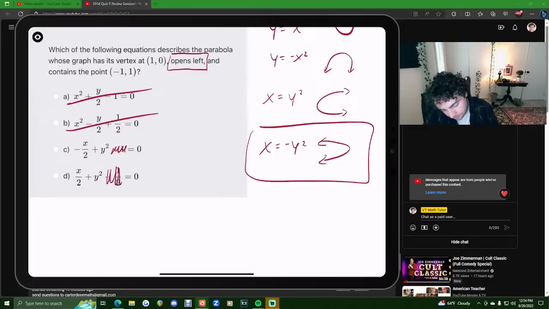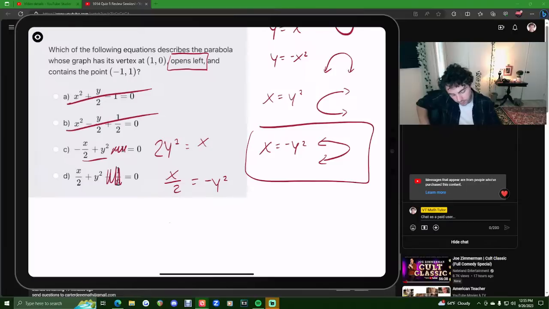So in this case, for equation C, if I added x over 2 to the other side, hopefully you can see right away that we have x equals a positive y squared instead of x equaling a negative y squared. Even if we multiplied by the 2 and got an x by itself, it's still just a positive y squared term. But for D, if we subtract the y squared, we have x over 2 equals negative y squared. Even if we multiply the 2 over, we'd still have a negative y squared term, and that's what we're looking for. We're looking for some sort of x equals a negative y squared.